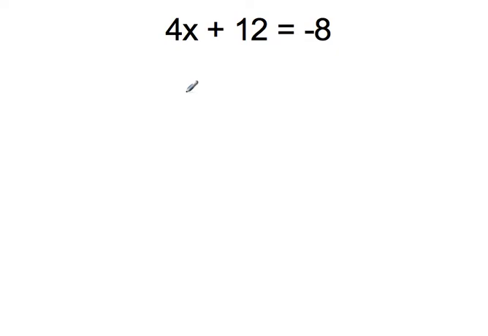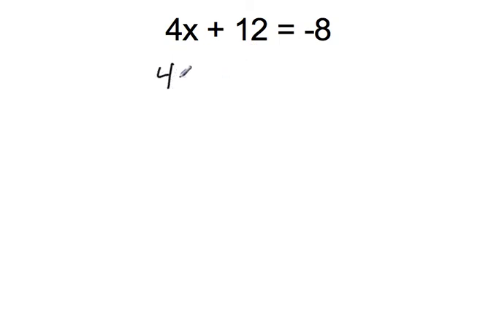So here's the first way I'm going to do this, and this is the way that you probably would do this on your own. 4x plus 12 is equal to negative 8. So I need to do two things. I need to make this 12 become a 0, so it's x plus 0, and I need to make this 4 become a 1, so that it's 1 times x. All right, let's take care of the 12 first. That's probably the way that you would do it before.